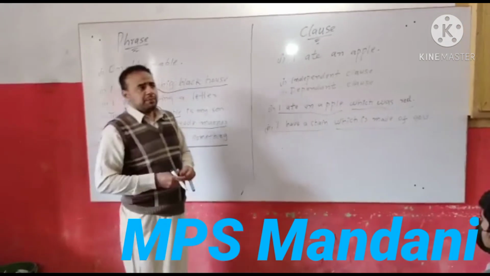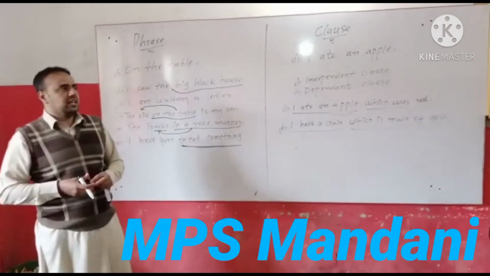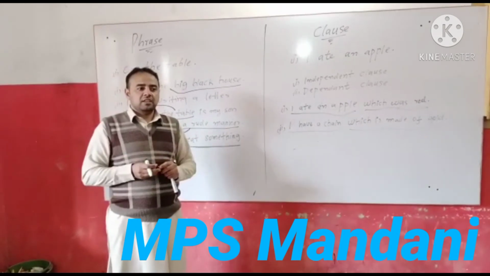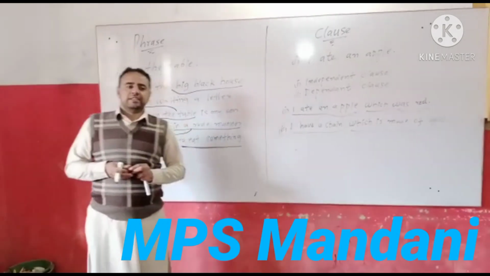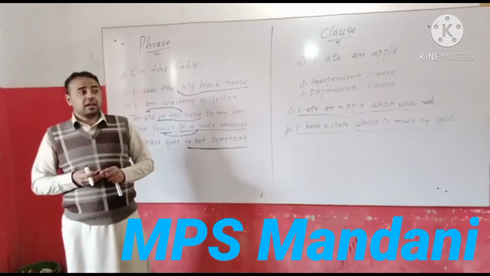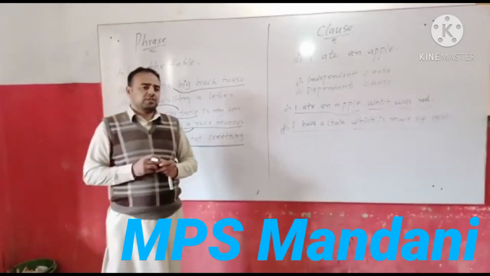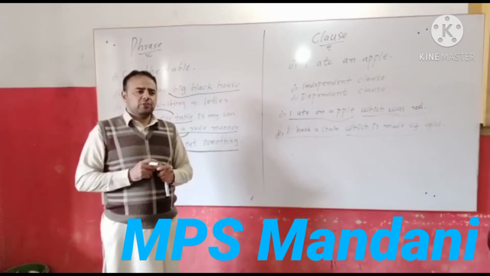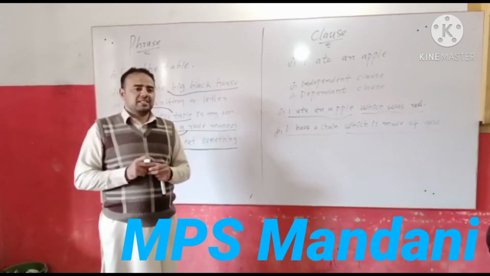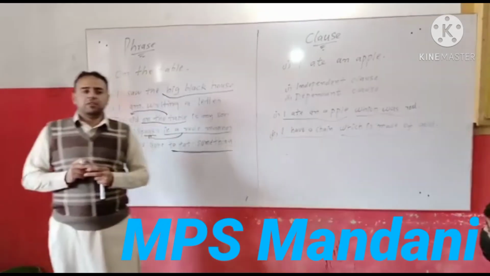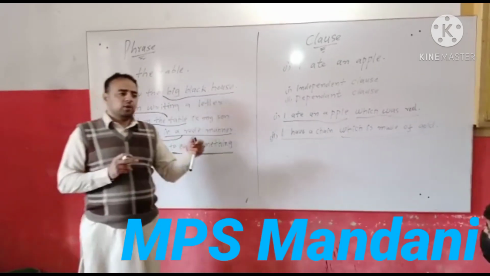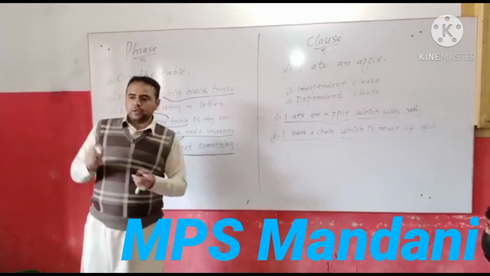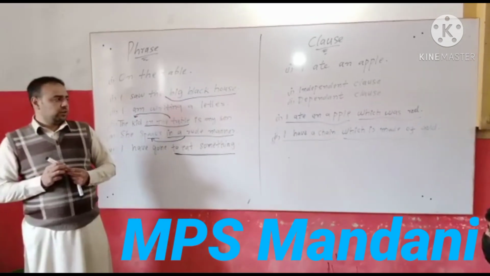Okay. Besides this, we have many examples. Just like if I say, I have a chain which is made of gold. I have a chain, it is a clause. Why is it a clause? Because it contains a subject and a verb, and it is an independent clause. Why is it an independent clause? Because it makes full sense and it stands alone as a sentence. I have a chain which is made of gold. I have a chain, main clause or independent clause; which is made of gold, dependent clause or subordinate clause.